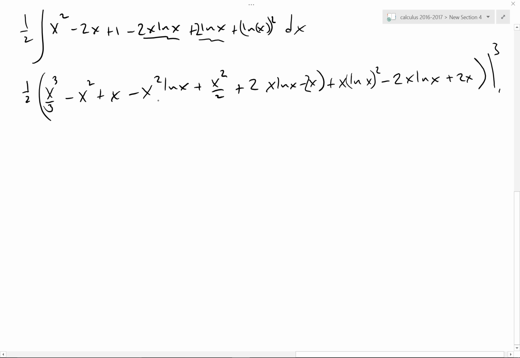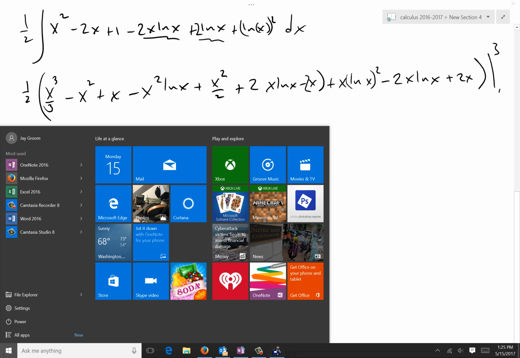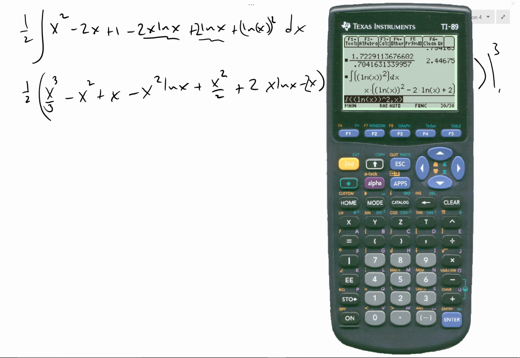I'm too lazy. Are there going to be a lot of hard ones like this on the test, on the homework and stuff? No, the homework's pretty straightforward, I think. I don't know. I haven't done the homework, so I could.